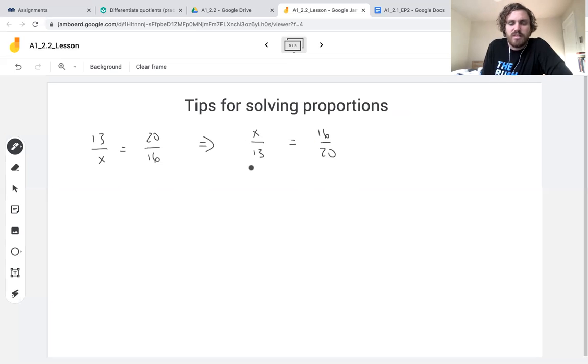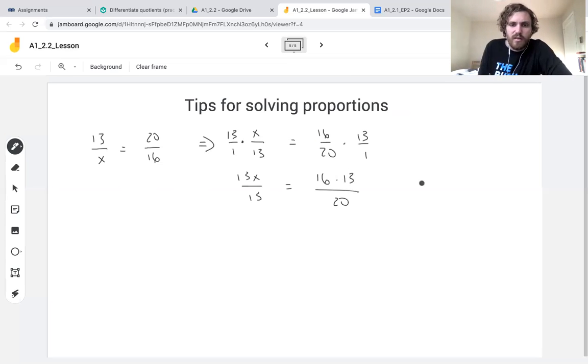Then we can say, since X is divided by 13, I can multiply by 13 over 1 on both sides. Then this will give me 13x over 13 is equal to 16 times 13 over 20.